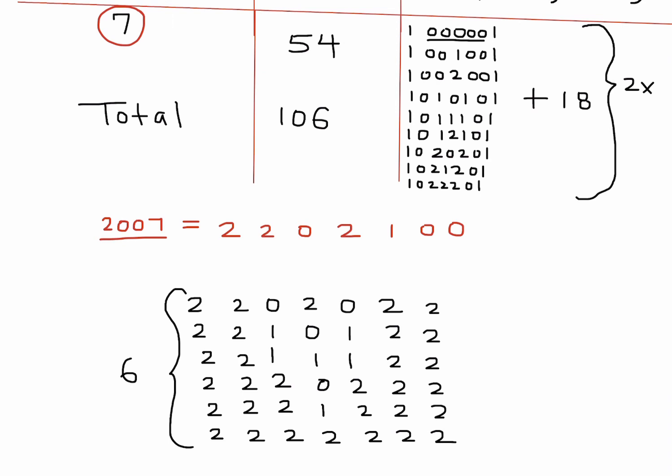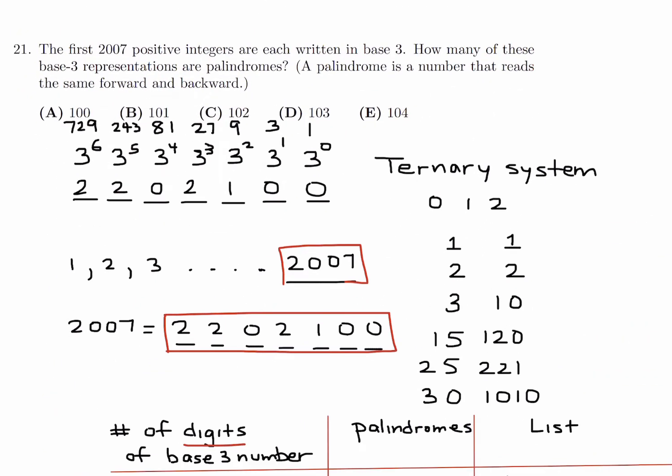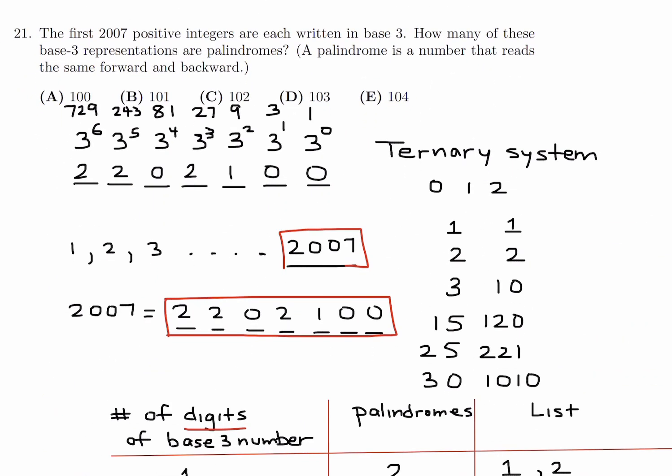So 106 minus these 6 gives me 100, and that is how many palindromes are between 1 and 2007 when written in base 3. So the answer to number 21 is 100, which is choice A.